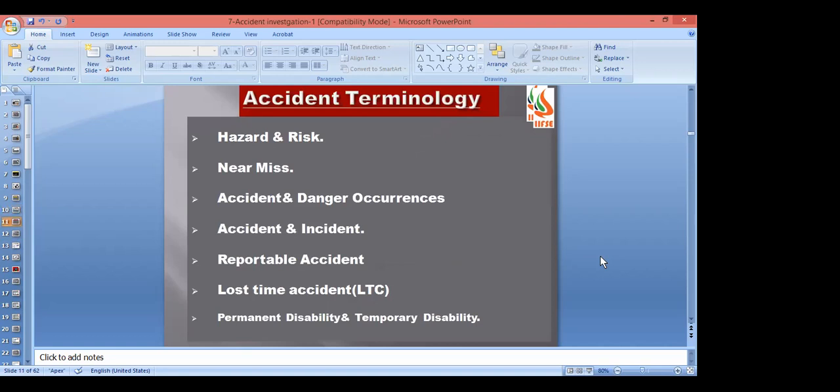Now we'll see some of the terminologies in accident investigation. You see here the major terminology: hazard and risk, near miss, accident and dangerous occurrence, accident and incident, reportable incident, lost time accident, permanent disability and temporary disability. These are terminologies we should be able to remember all the time. Hazard, somebody has already given a definition. It has a potential to cause injury or property damage or environmental pollution.